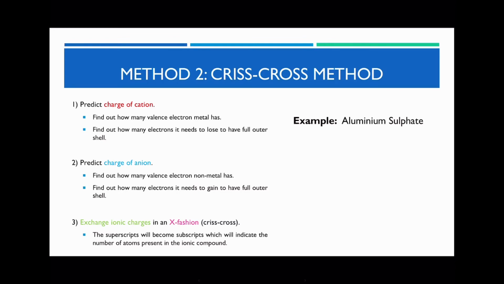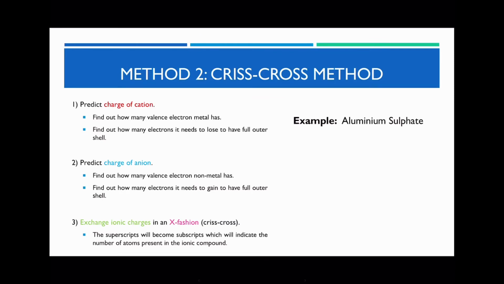Alright, we're now going to be looking at how we use the shortcut method, also known as the crisscross method, to determine the actual ionic formula of an ionic compound. So we're going to be looking at one specific example over here, aluminium sulfate. Now I've got the 3 steps over here in order for you to follow.